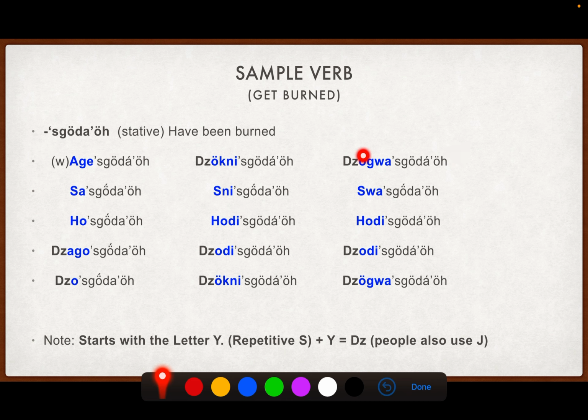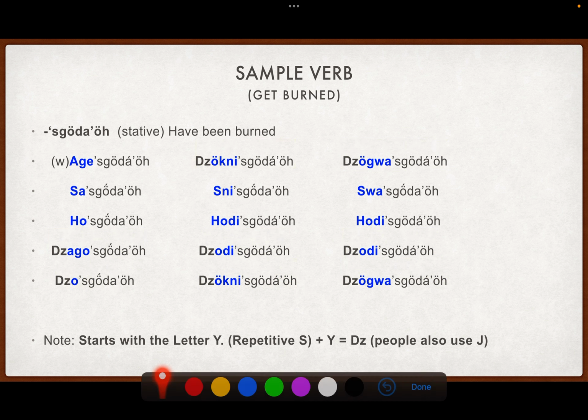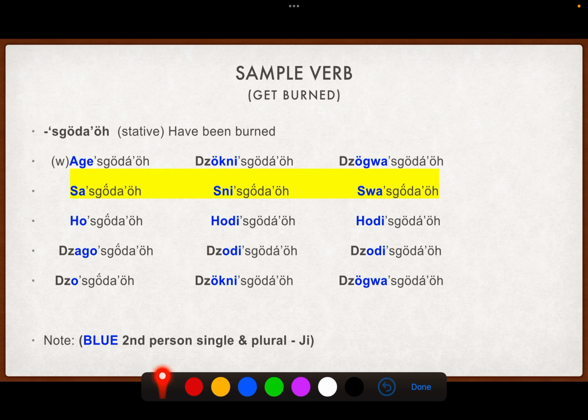So those are repetitive, right? So these are the ones that started with the Y. I mean, go back again, right? Those were the ones that started with the Y. And then when you combine that S with the Y, they became DZs. So we have those in there. All right. So now let's move on to another part.